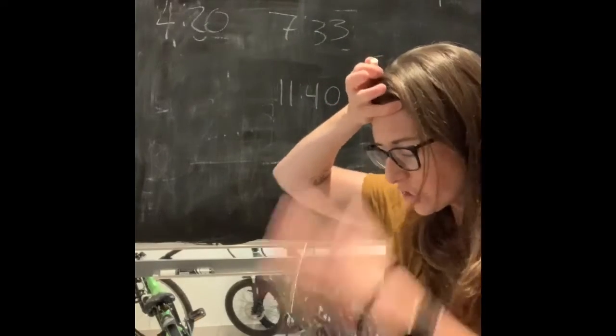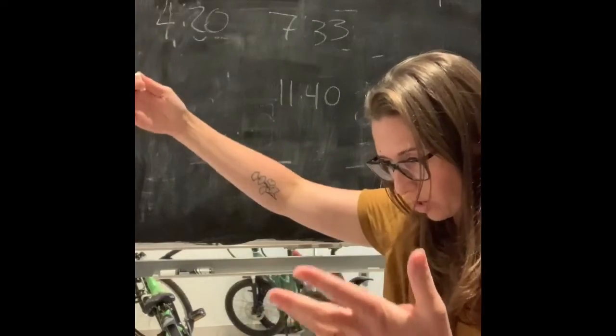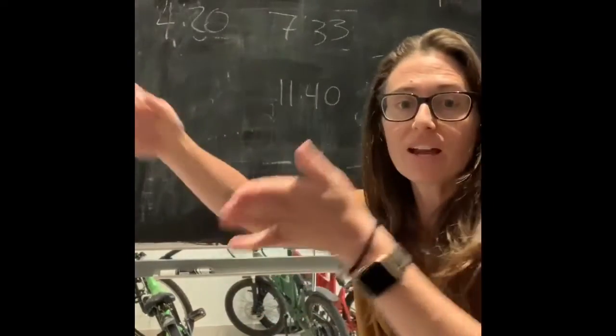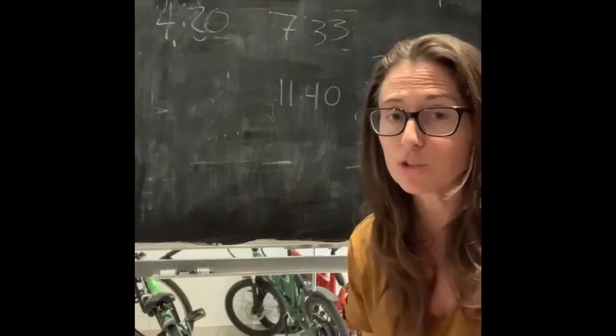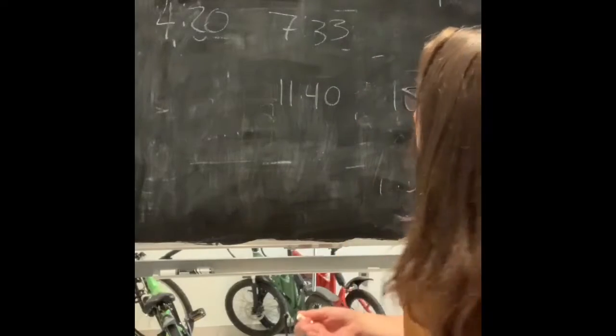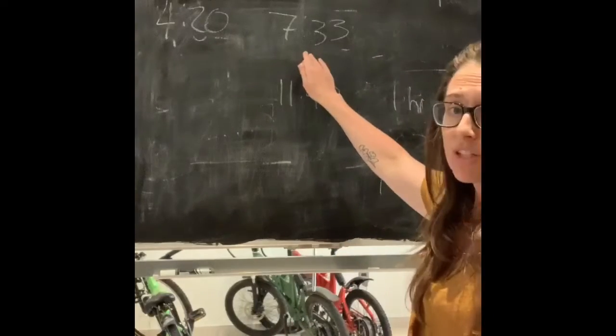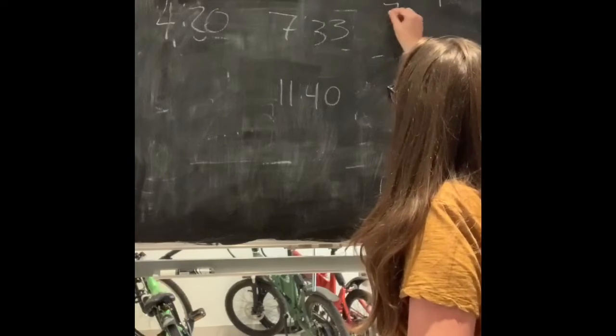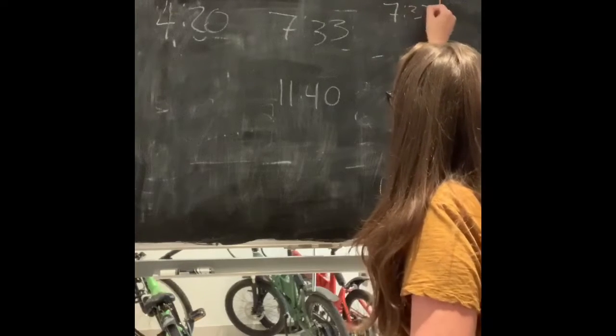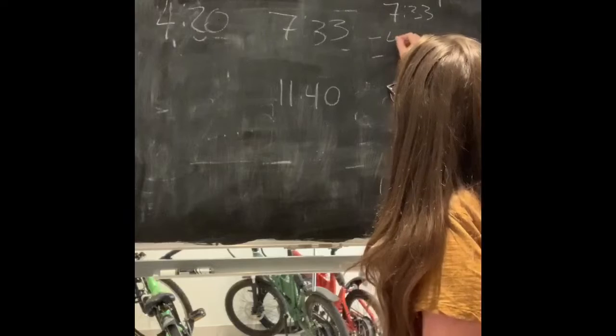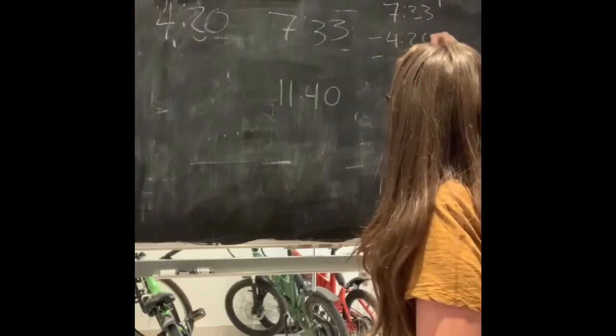Okay, well, if I know I started at this time and I end here, I want to know what time is that in the middle of it. So for that, I have to use subtraction. So we're going to go ahead and this will be the top number. So we have 7 hours and 33 minutes. We're minusing 4 hours and 20 minutes.